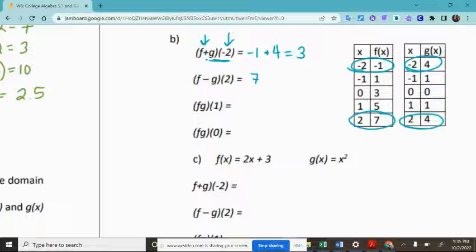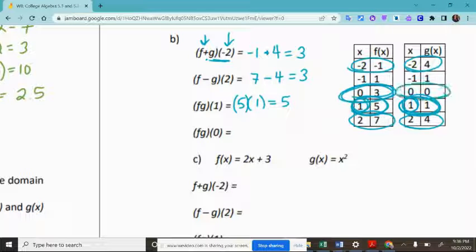F of 2 is 7. G of 2 is 4. F times g of 1, 1 is what I care about here. When x is 1, what's happening? So we have 5 times 1. Oh, hey, these are the same points from the function and in the graph form. And then they wanted to ask f times g of 0.